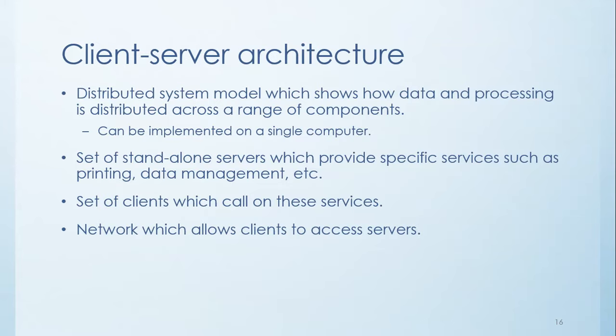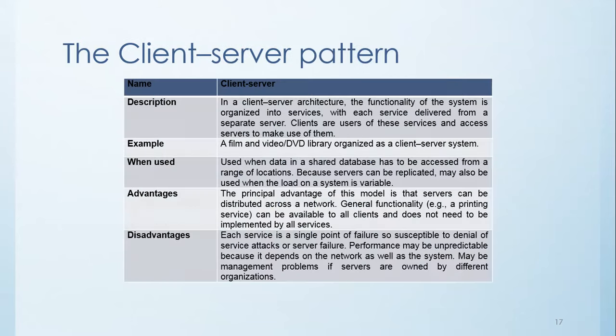Okay. The next pattern is the client-server type architecture. The distributed system model, which shows how data and processing is distributed across a range of components. You can, of course, implement this on a single computer. You could have a set of standalone servers which provide specific services such as printing, data management, and that kind of thing, a set of clients which call on those services, and then you have to have a network that allows the clients to access the servers.